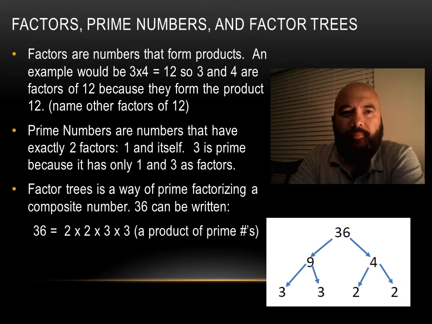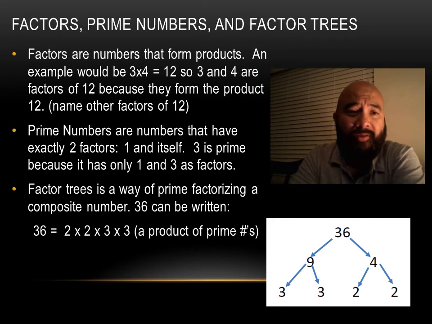Prime numbers. Prime numbers are numbers that have exactly two factors, 1 and itself. 3 is a prime number because its only factors are 1 and 3. 1 times 3 equals 3. 0 is not a prime number. 1 is not a prime number. 2 is prime. Can you tell me why it's unique?